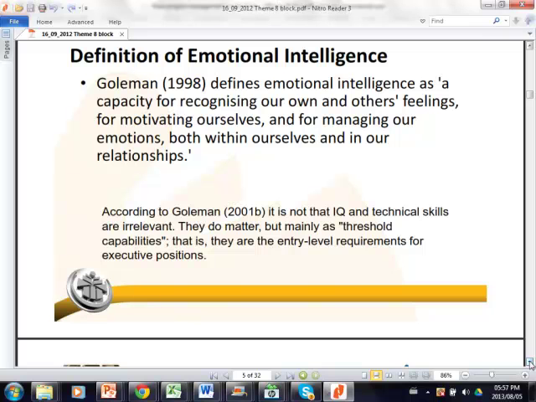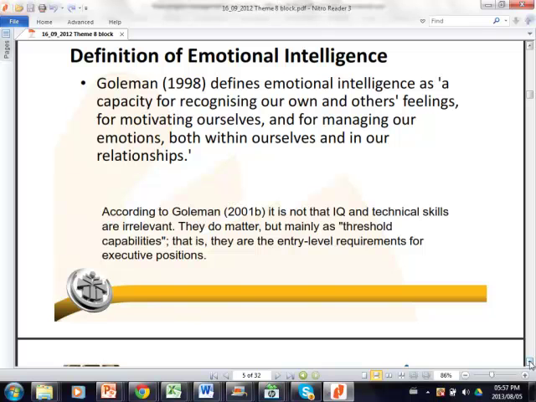Okay, so what is emotional intelligence? So the definition is a capacity for recognizing our own and others' feelings. So the first bit is about recognizing feelings. And then the second one is for motivating ourselves and for managing our emotions, both within ourselves and in our relationships. Okay, so it's about recognition in myself and in others, and it's about management in myself and in others.